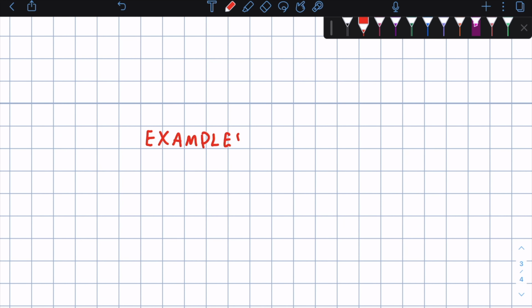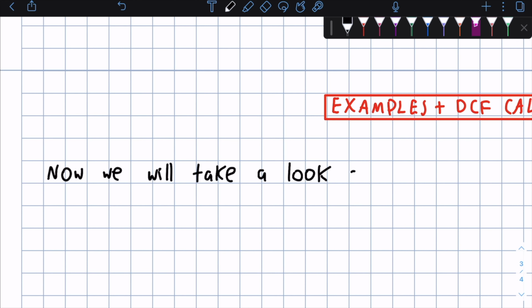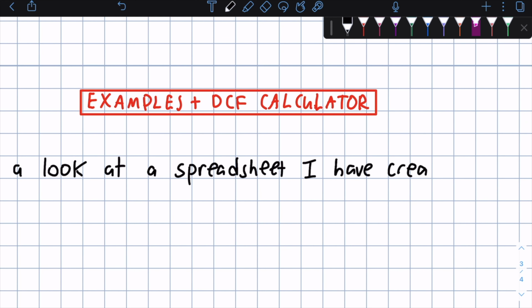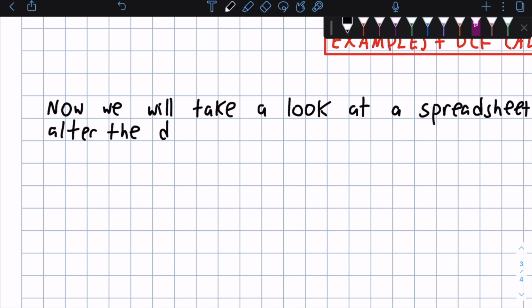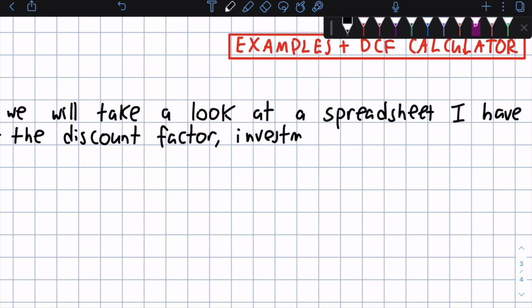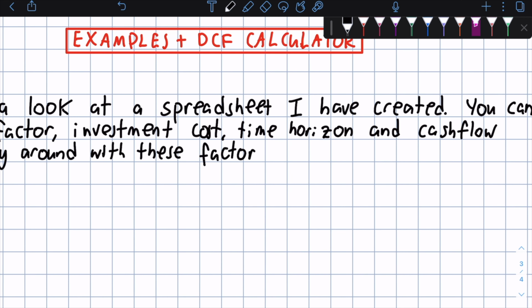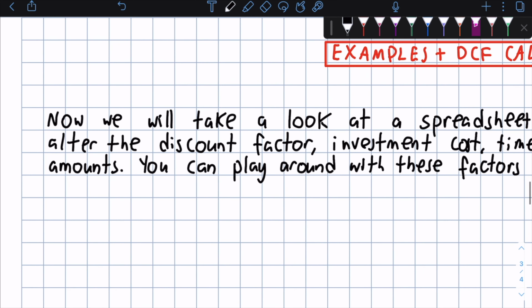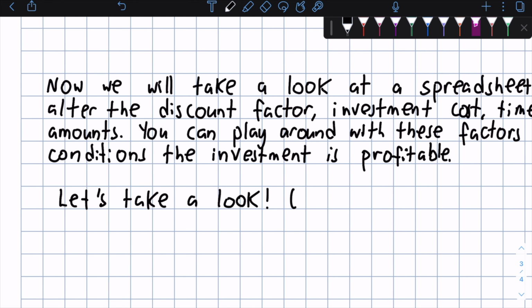So let's take a look at some examples and the DCF calculator. We're going to look at a spreadsheet that I've created for you guys. You can alter the discount factor, the cost of the investment, the time horizon, and the amount of cash flows and how long you can do these for. You can play around with these factors to determine under what conditions the investment becomes profitable and under which we shouldn't undertake it. And there's even a column that shows you that, and we'll go through this. So now let's take a look at that, and I have a link below for you to try yourself, a Google Docs link where you can use it.